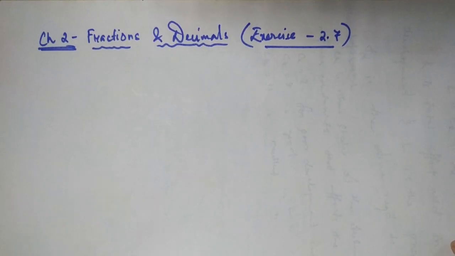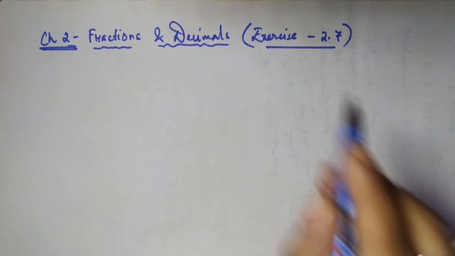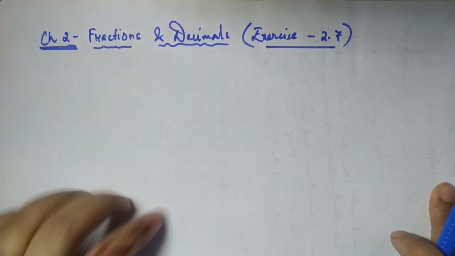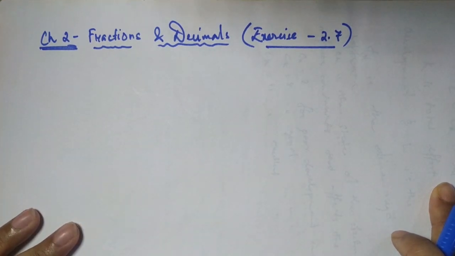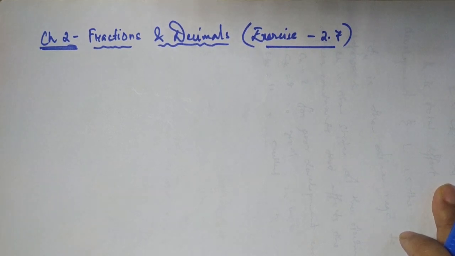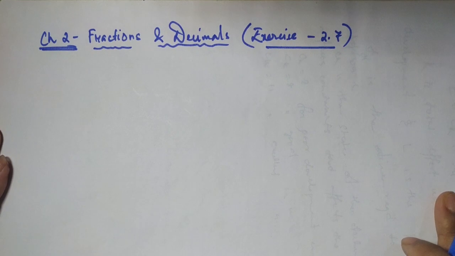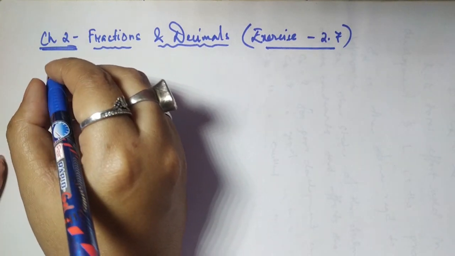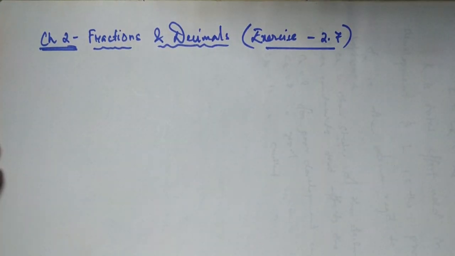Hello students, today we will be starting with exercise 2.7 of our second chapter, that is fractions and decimals. So let us get started with the first question. Here in this exercise you will find the division of decimal numbers. Okay, so let us get started. Number 1 is find. Here you will find sums from question number 1 to 8. There are few sums which show the division of decimal numbers.